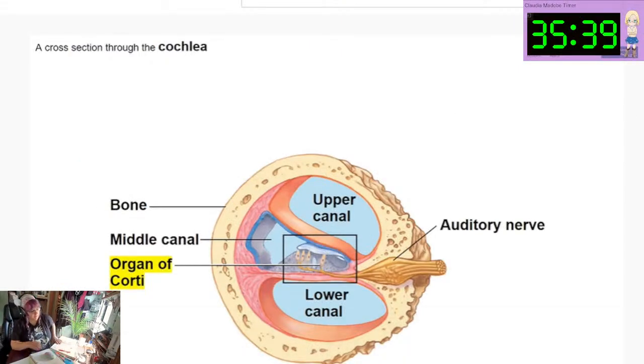Receptors implicated in hearing. So in order to really understand how hearing works, we need to understand how hair cells work. We need to understand how sound travels from outside in the environment.